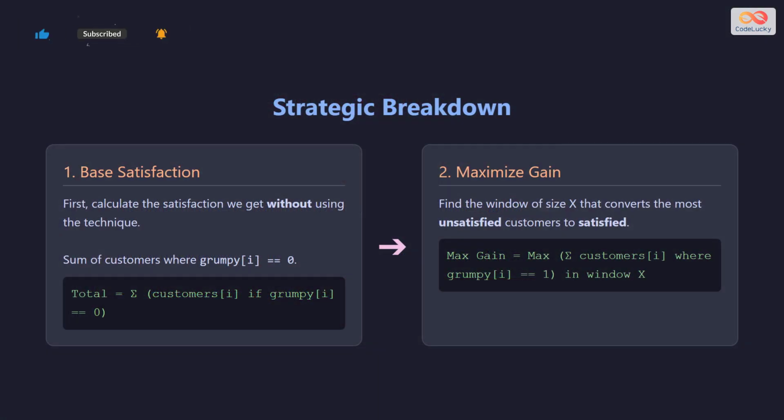We can break this problem down into two simple parts. First, we calculate the satisfaction we get naturally without using the technique. Then, we find the best possible window to use our technique to save the maximum number of unsatisfied customers.